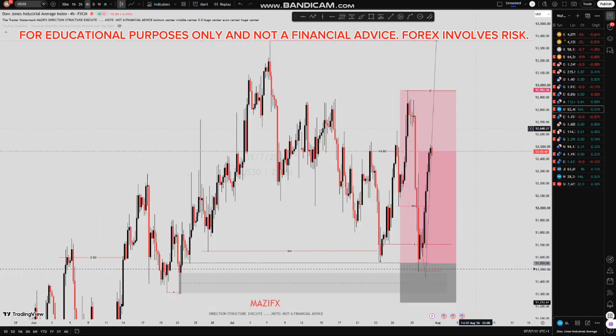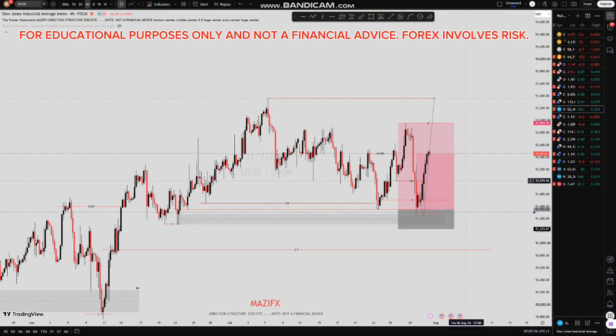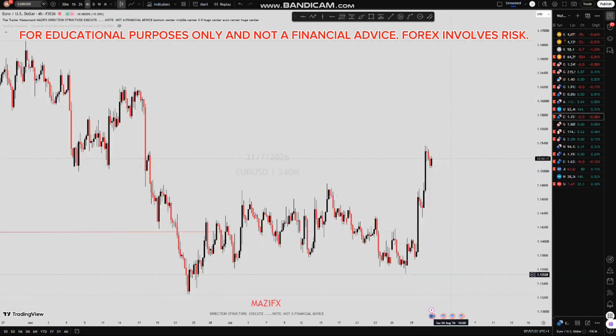All right, yeah, US 30 is performing extremely well, though the range has not been covered. We are very close. Very close. I think this is like day 3 or day 4 of this trade running.